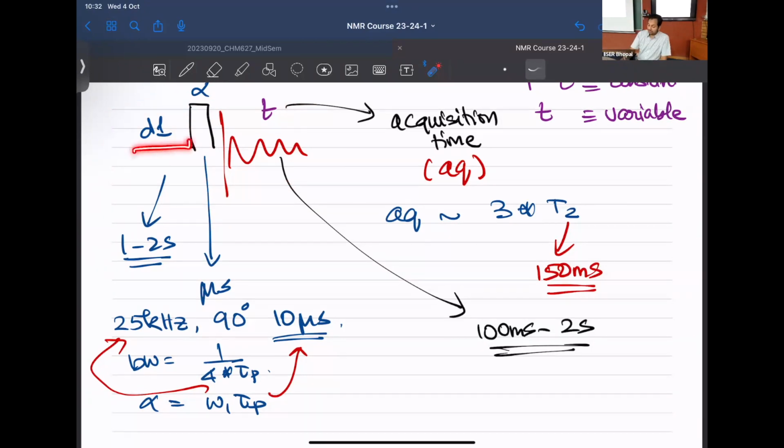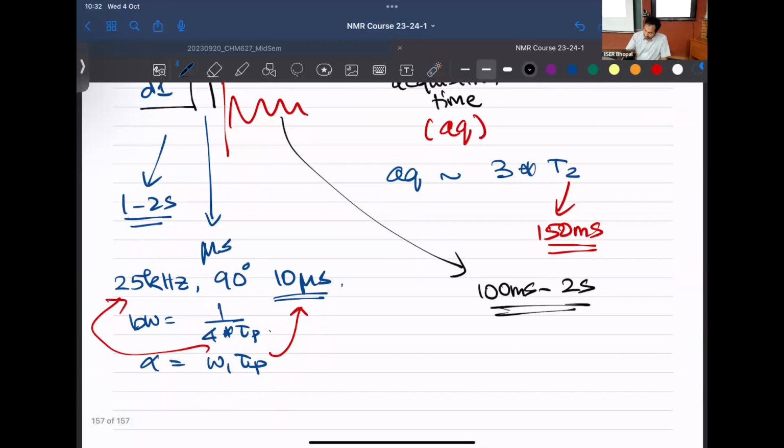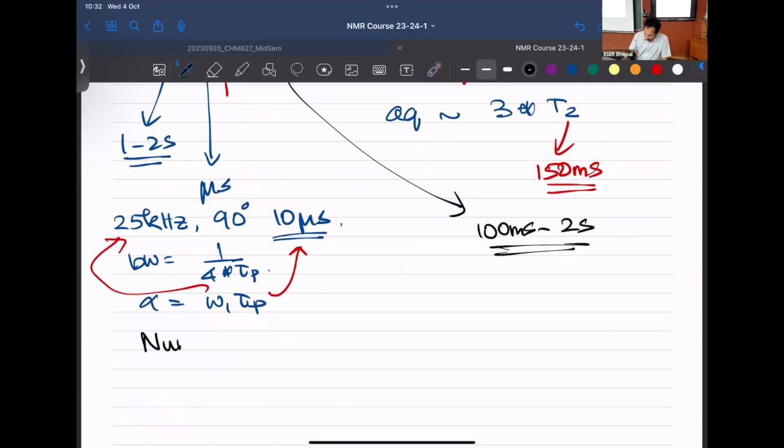We have just gone through the single scan. You applied a 90-degree pulse, you acquired the signal. But remember, you have to go back and loop this over and over and over again. So how is this done? This is done by changing the number of scans. This variable is given the short form ns.